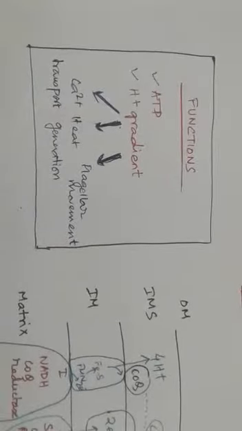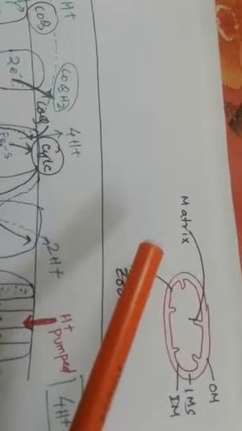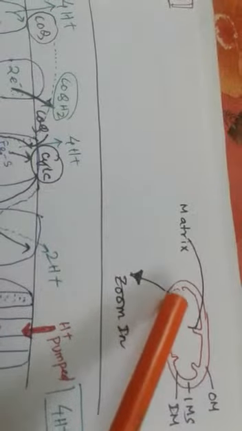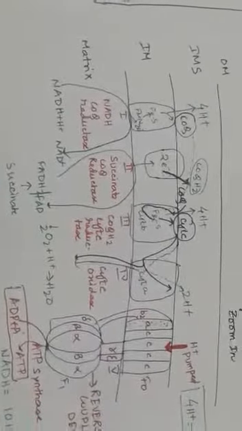So ETC occurs mainly in mitochondria, which has a matrix, outer membrane, this is the inner membrane space, and this is the inner membrane. If we focus on the inner membrane, the ETC mainly lies over here. So if we zoom in, we can see all these complexes embedded in the membrane.